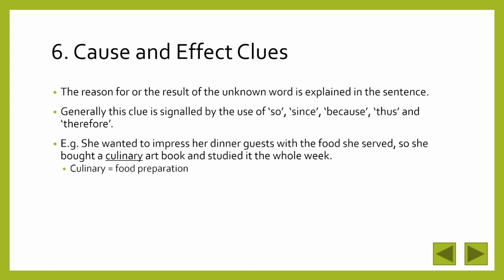Because why? If you see the sentence before, impress dinner guests, then food she served. So you must know she is preparing some kind of food and she wants them to be impressed. How do they do that? They use a culinary art book or a recipe book. So that is how they explain cause and effect.